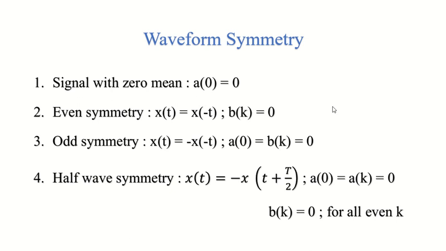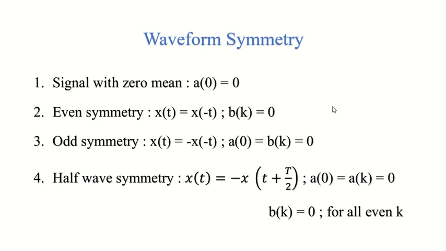What is a signal with zero mean? When the waveform has symmetry with respect to the x-axis, that is your signal with zero mean, right? So we will check the symmetry of your waveform with respect to the x-axis. What does that mean? That for such waveforms, the mean value will be 0, right? For such signals, the value of the mean of your signal will be 0, and when the mean is 0, that means my a0 will be 0. So that's your signal with zero mean.